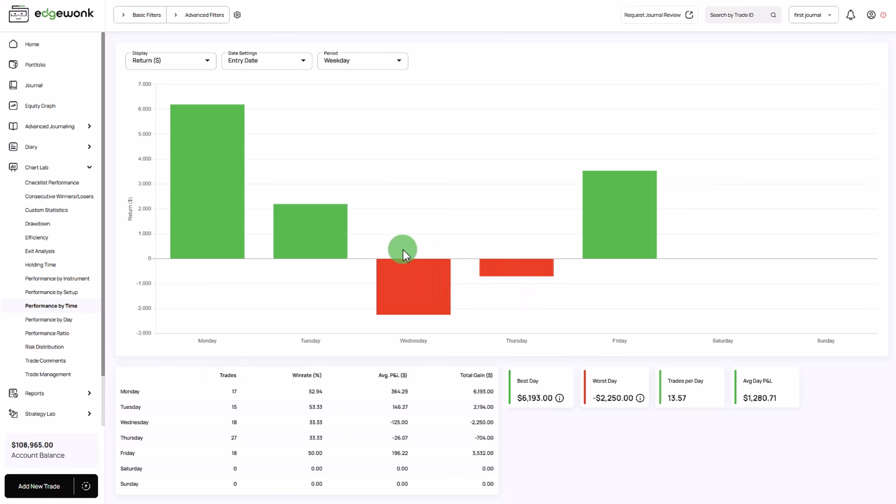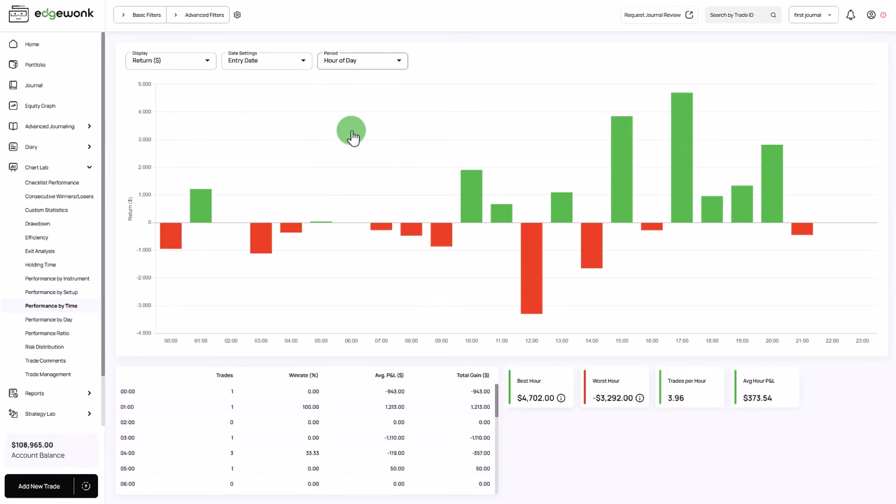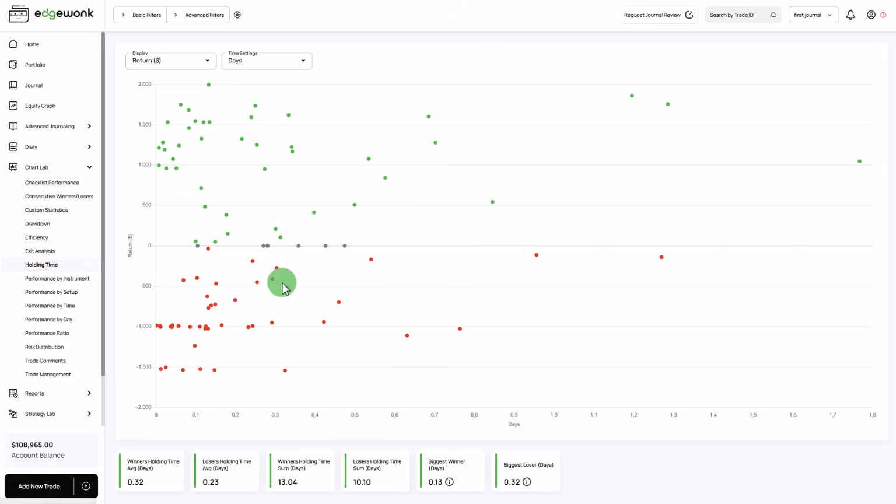So let's see what we have here. Let's go to the hour of the day. And this is something that typically you don't want to see. It shows that there's trading activity pretty much around the clock. And just double checking, holding time shows that his holding time is typically below a day. So he is a day trader. You can see he is on average holding his trades very shortly.